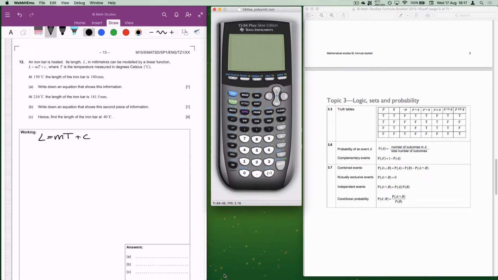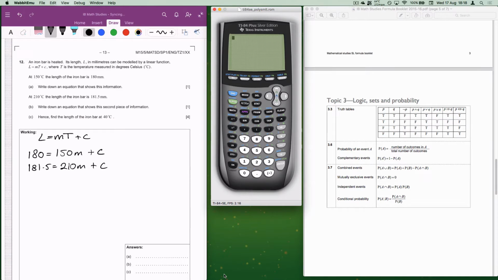So it says, write down an equation that shows the information that at 150 degrees Celsius, the length of the iron bar is 180 millimeters. So we can do 180 is equal to 150 times m plus c. And that's the first equation. Very straightforward. The second equation, we're told, is 181.5 is equal to 210m plus c.